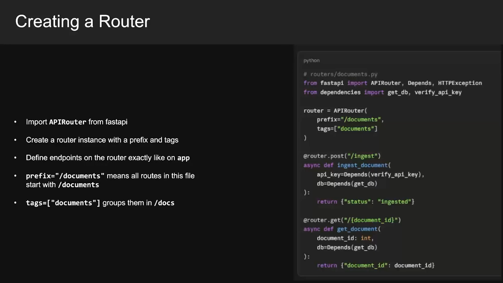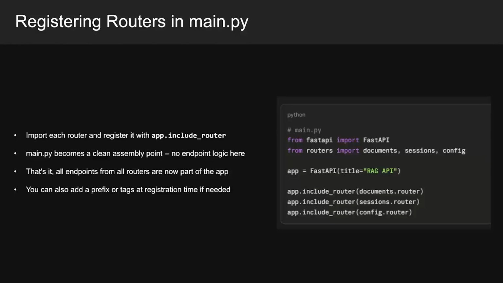The dependencies work exactly the same way. verify_api_key and get_db are injected the same way they would be in main.py. And registering routers in main.py is 3 lines. Import each router module, create the app, call include_router for each one. That's it. FastAPI registers every endpoint from every router automatically.